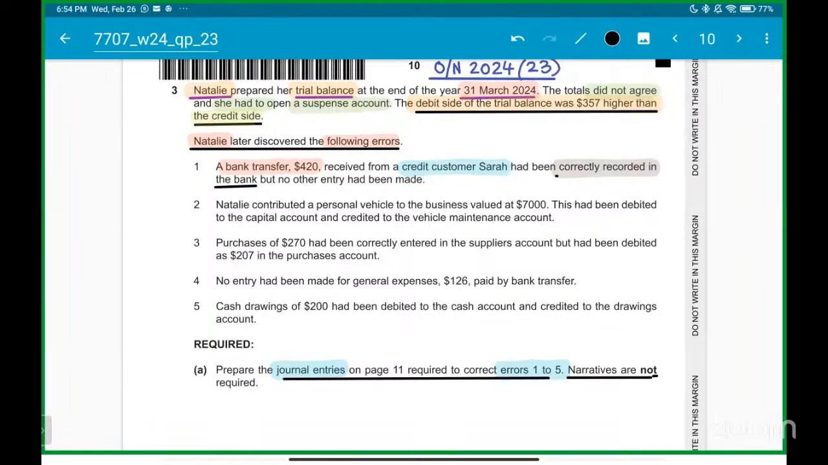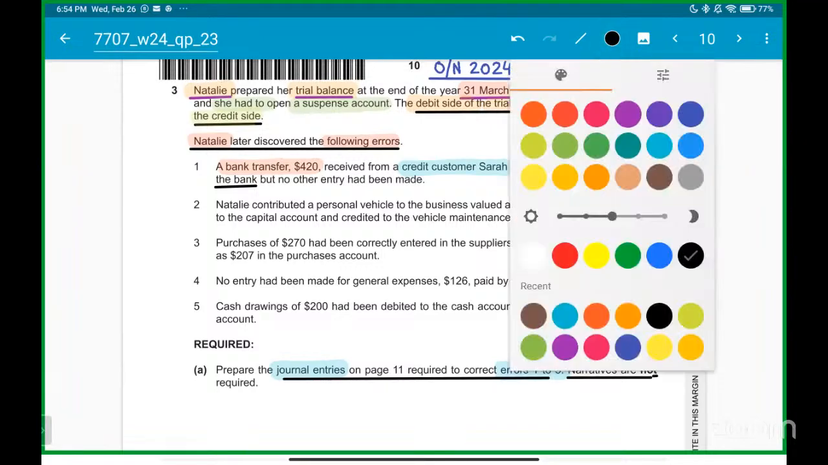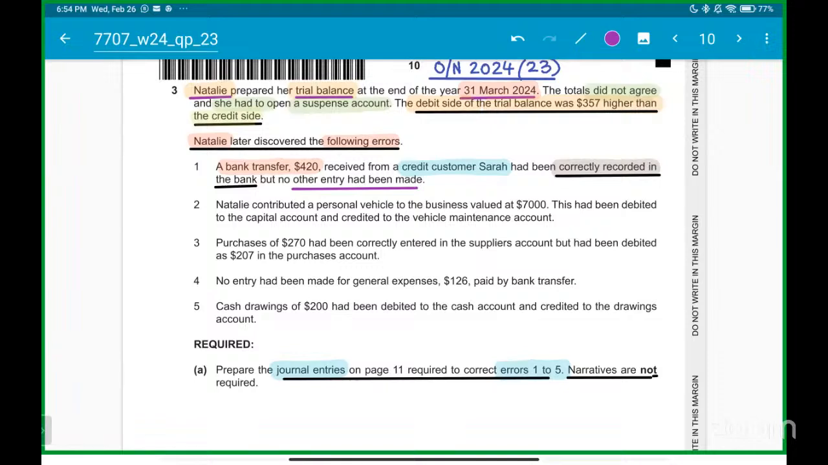Because we are receiving the money, we have to consider ourselves as the person N. We have received the money, so we must have done bank as the debit and no other entry had been made. So this means, students, that the debit side is recorded, but we didn't record the credit side. Funds are coming from the customer, Sarah. So bank should have been debited and Sarah should have been credited.